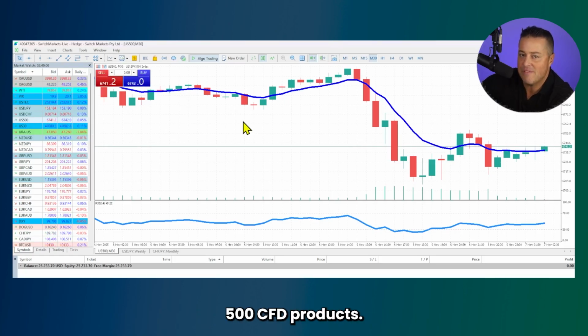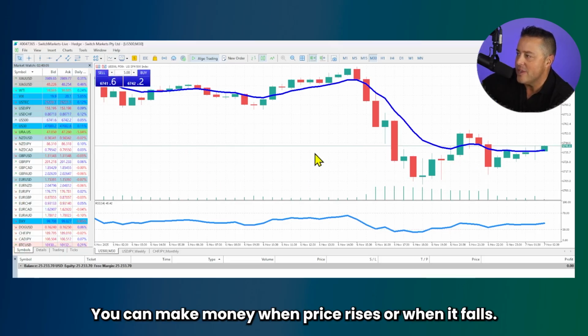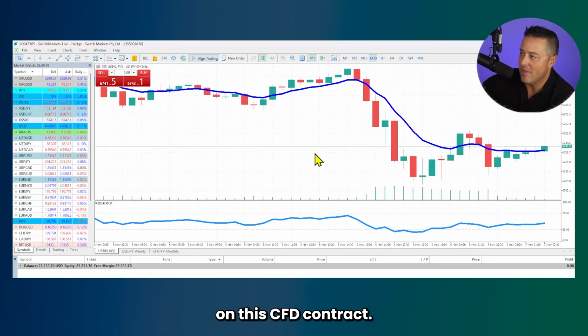That is the S&P 500 CFD product. So what we have here is a few indicators on the chart. You can make money when price rises or when it falls. Let's show you how to take a long trade on this CFD contract.